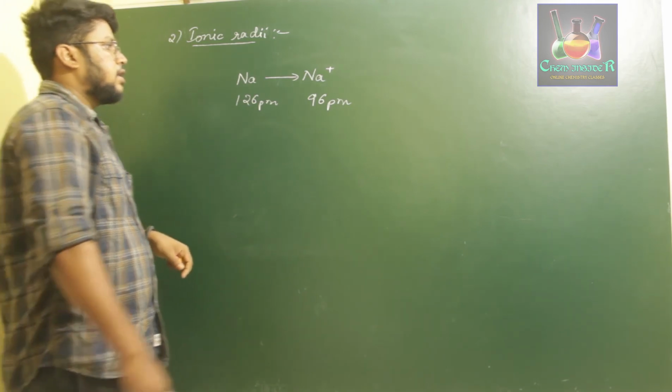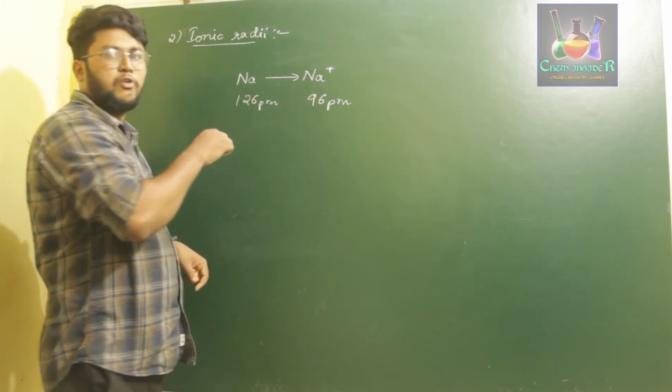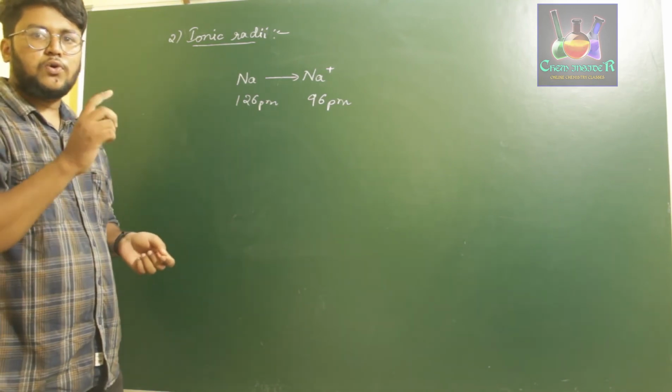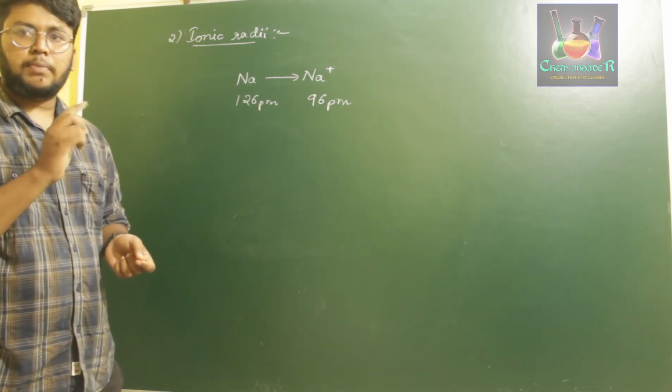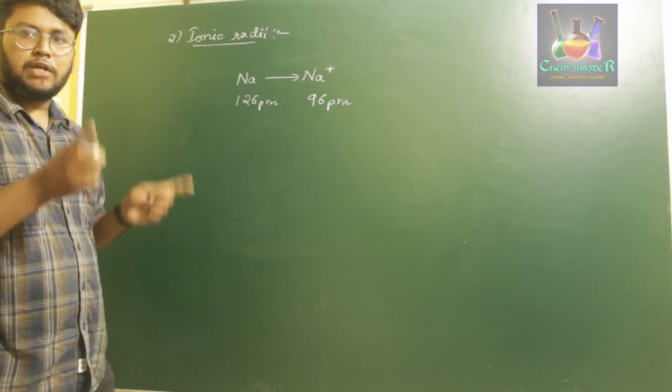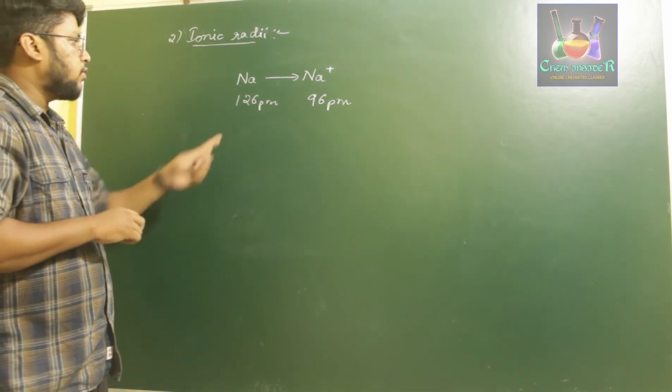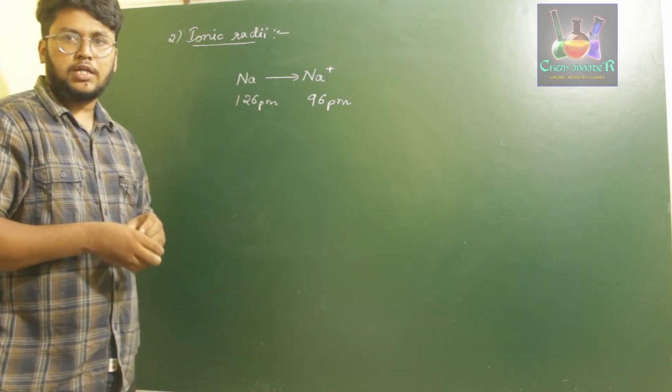This is because the electron present in the outermost shell of sodium will be lost. Since we know sodium is the first element of the particular period, the complete shell will be lost, therefore the complete radius distance will be lost. Therefore the radius decreases considerably.